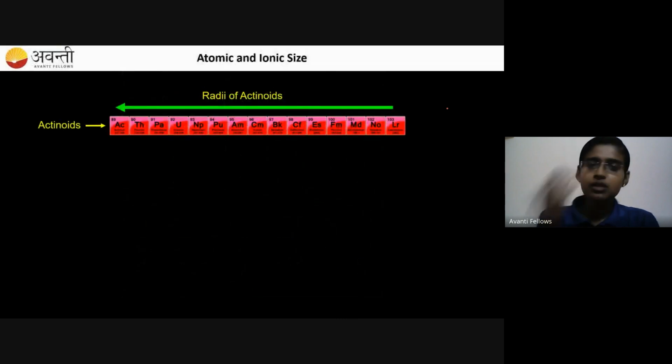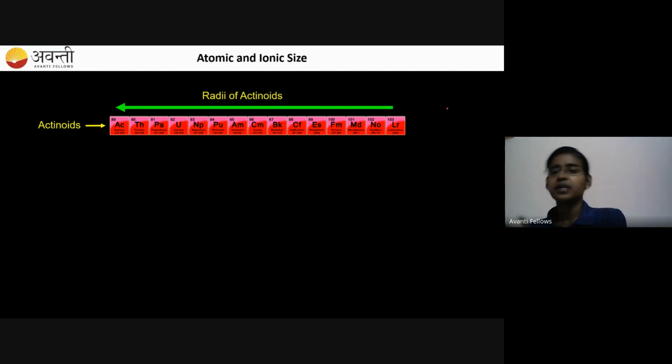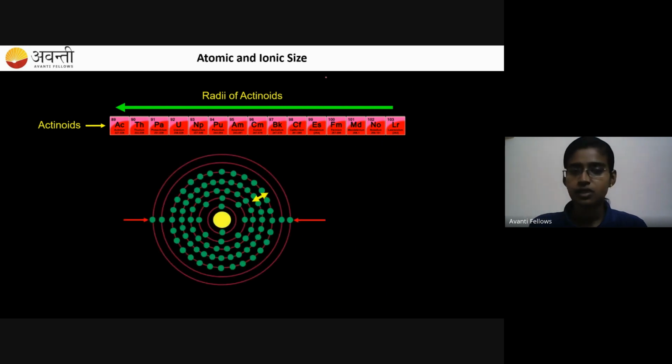And coming to the atomic and ionic size, the radius, as I've told you, across the period, size decreases, right? So here I have given it in the opposite manner. It is increasing from right to left, or it is decreasing from left to right. Last electron, you see, it is in the 7th shell. Shell number 1, shell number 2, 3, 4, 5, 6, 7.